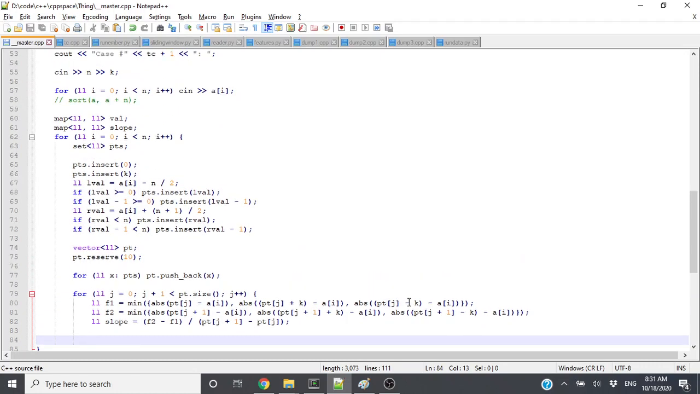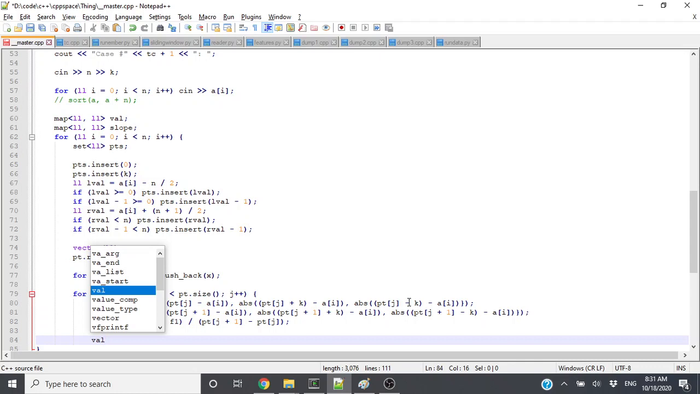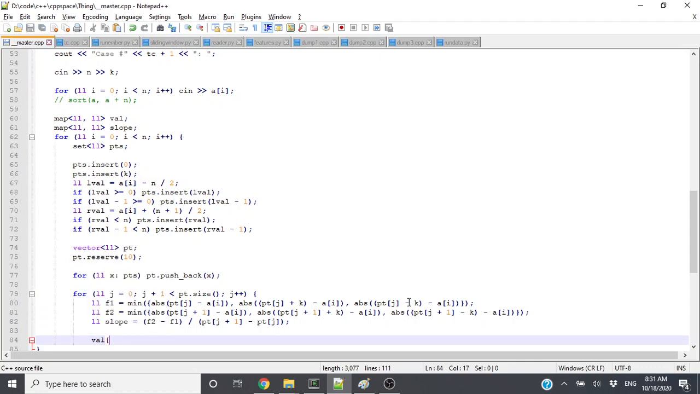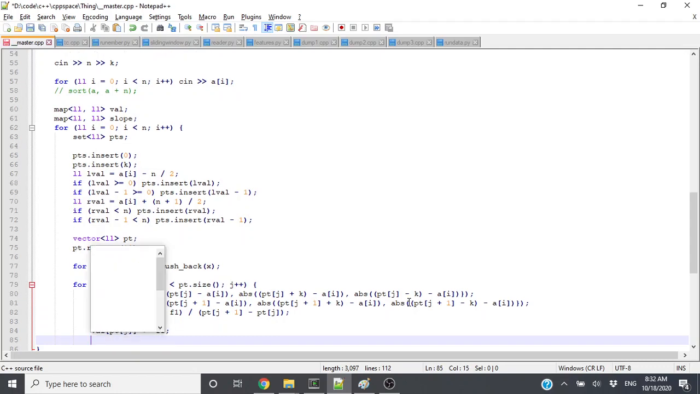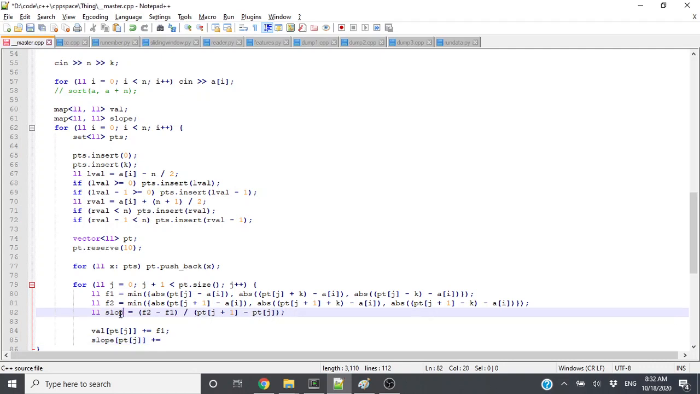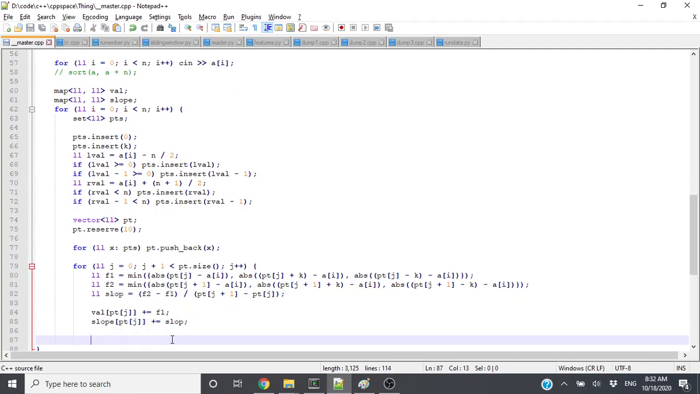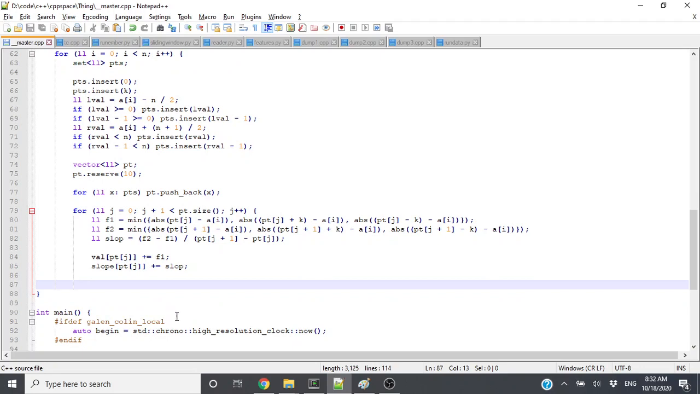Then val, let's see. So val point j plus equals F1. That's the value of the function. Then slope. Let's call this slop. Slope point j plus equals slope, and then we have to undo that. So val point j plus 1.